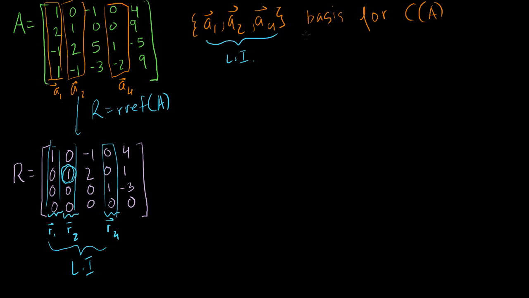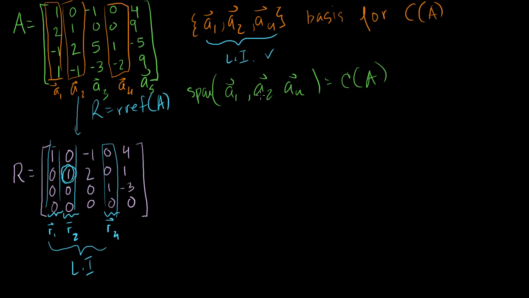Now the next requirement for a basis, we checked this one off, is to show that the span of A1, A2, and A4 equals the column space of A. Now, the column space of A is the span of all 5 of these vectors. So I have to throw A3 in there and A5. So to show that just these 3 vectors by themselves span our column space, we just have to show that I can represent A3 and A5 as linear combinations of A1, A2, and A4.